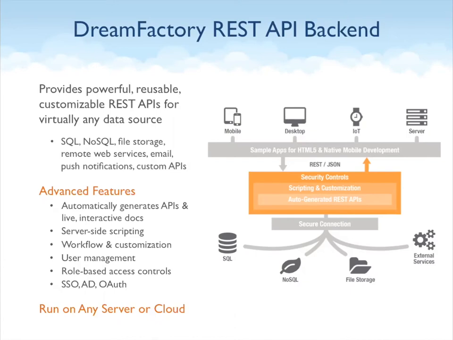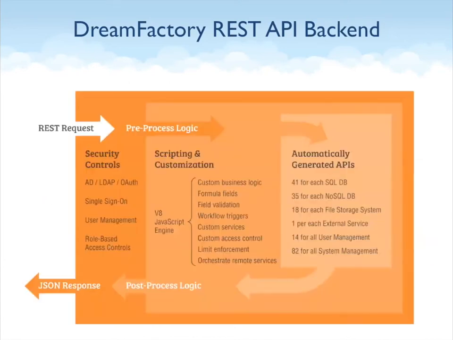So diving into that middle section a little bit more, this is kind of what the interior of the engine looks like. We have an architectural white paper that takes it a level deeper, but this is kind of a high-level picture. A REST request comes in, you can pre-process that with scripting, then you hit one of the automatically generated APIs, then there's post-process logic, and the JSON response comes back out.